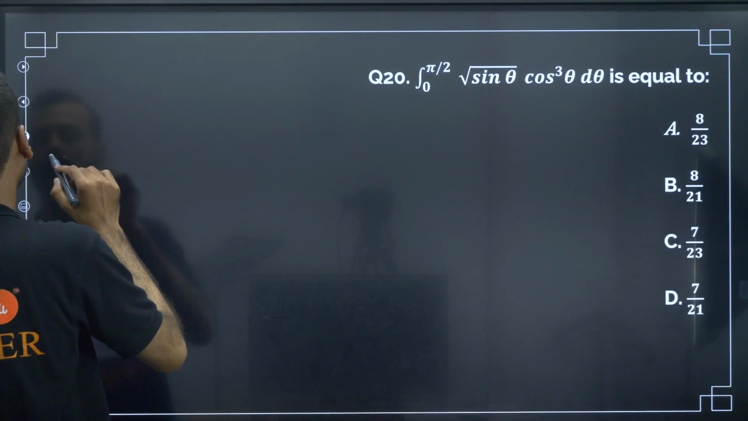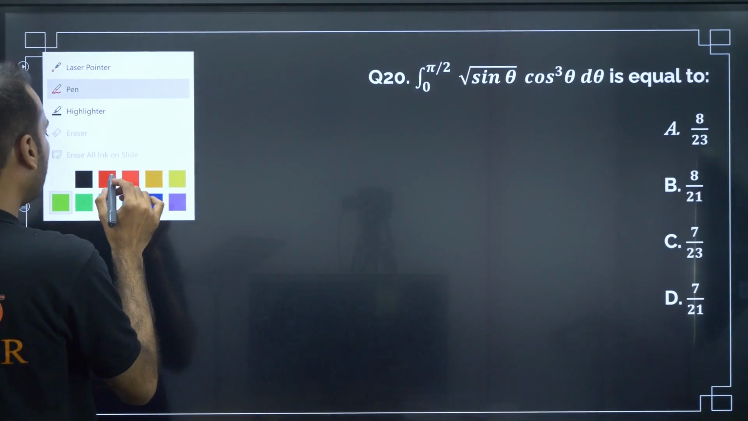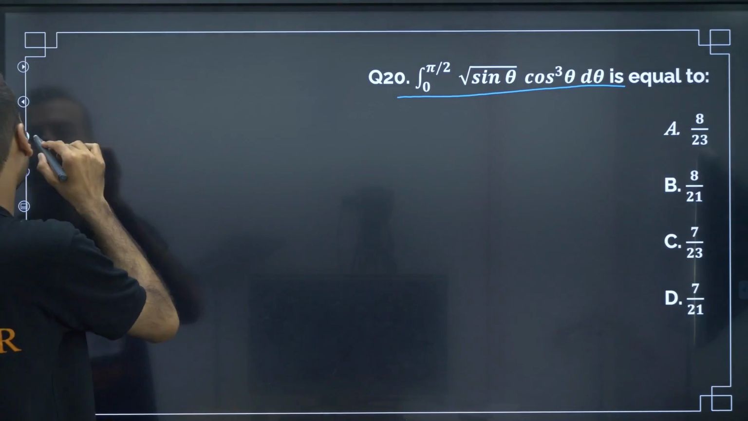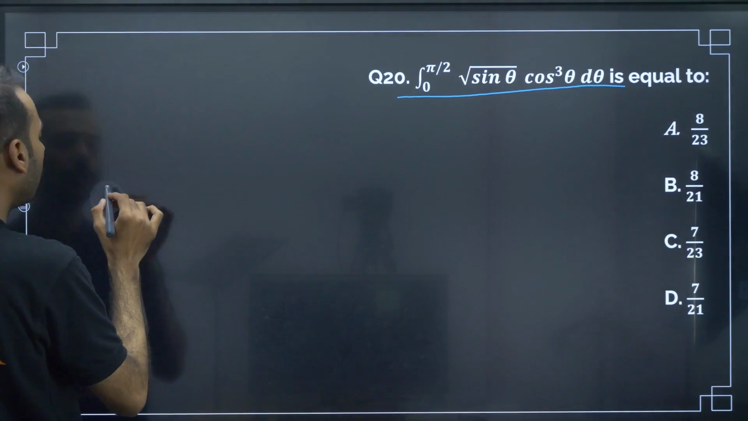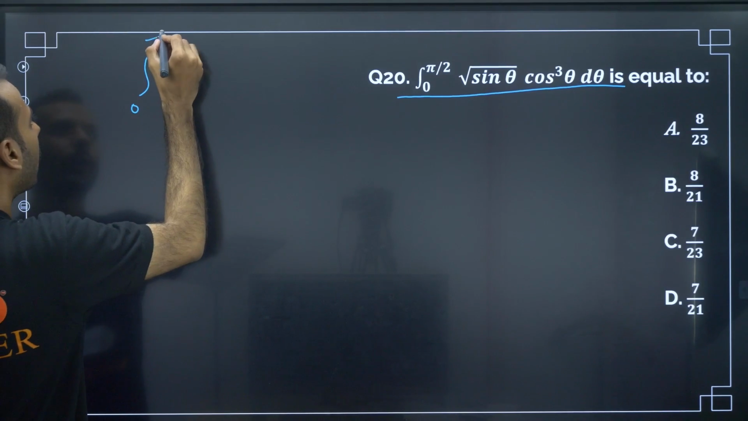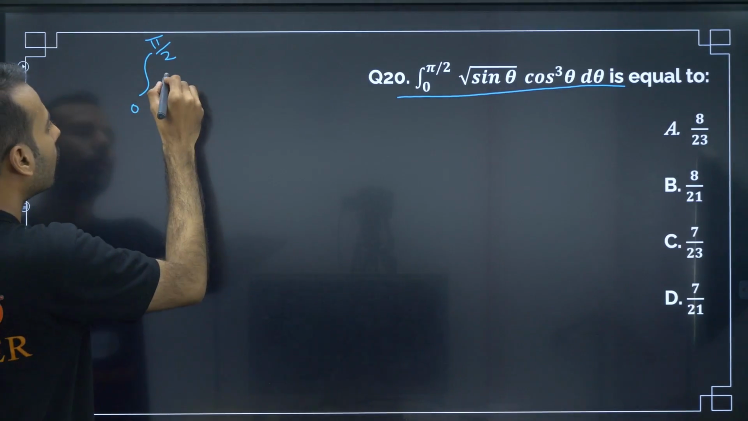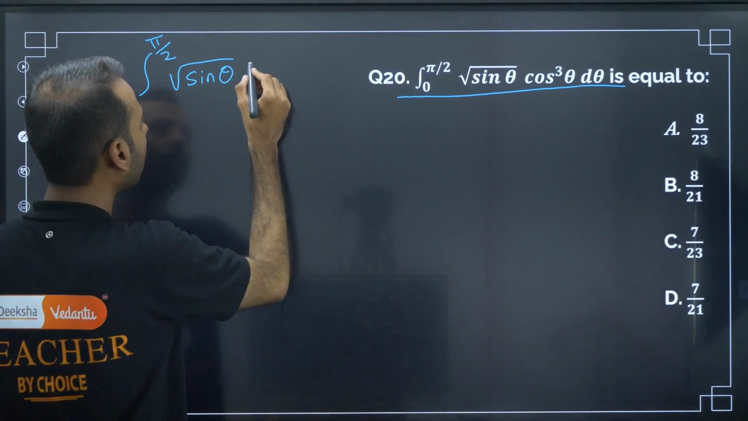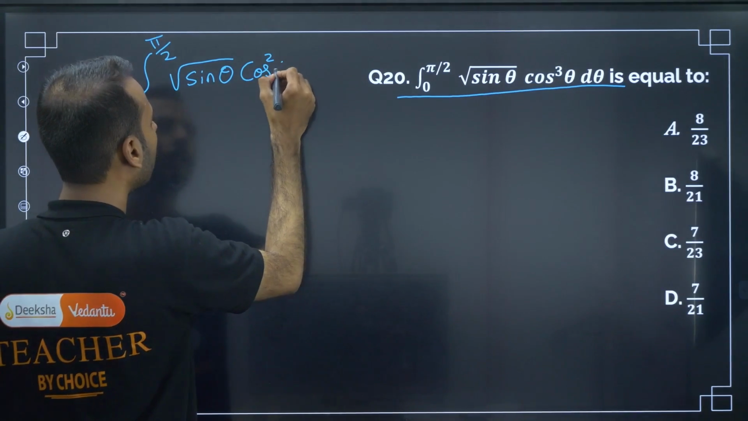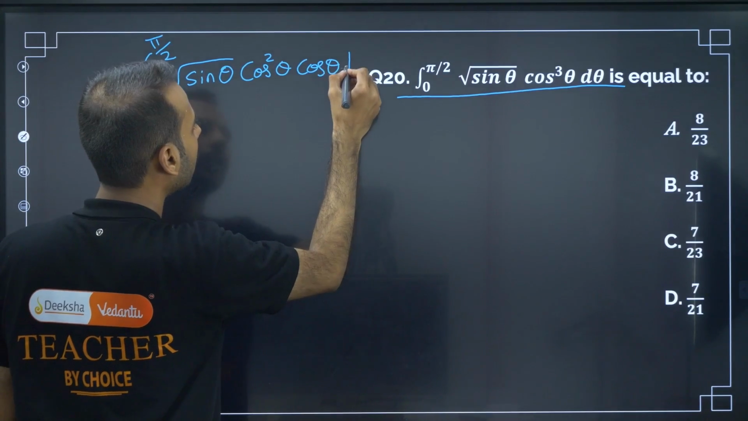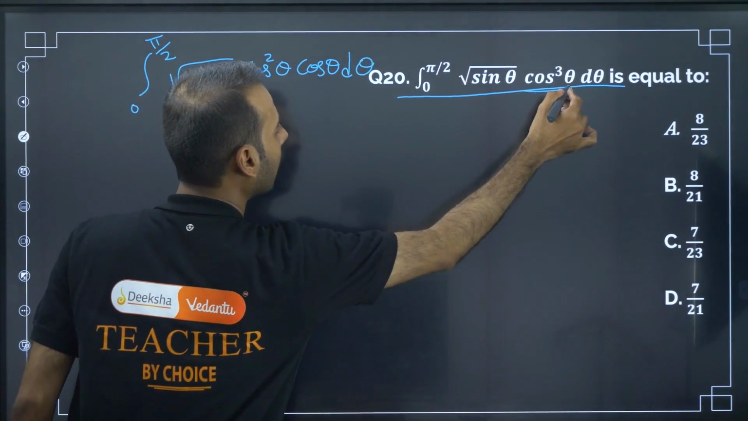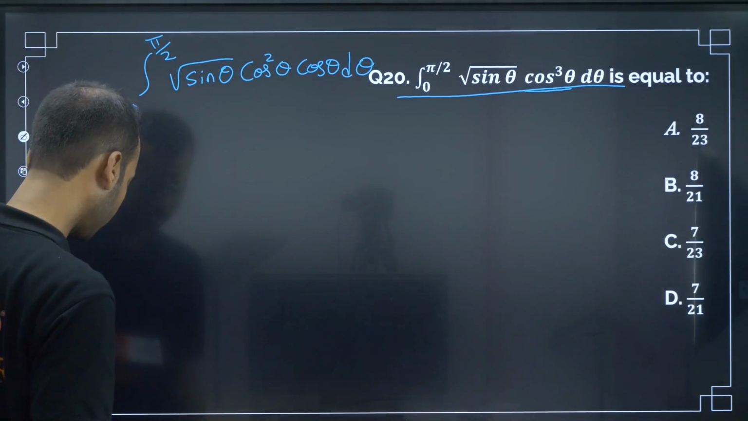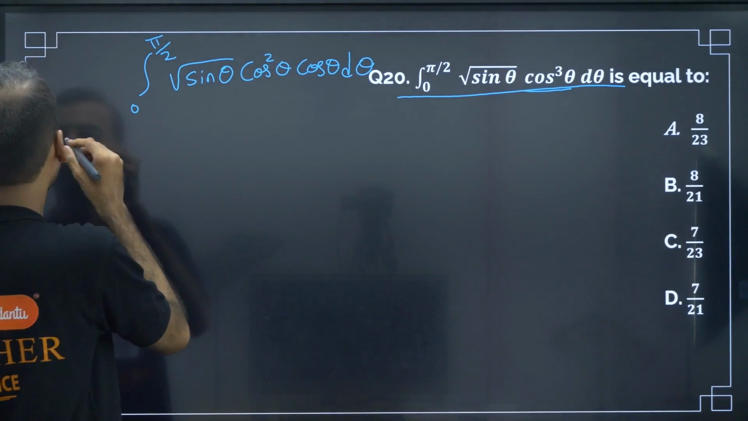Next question. The value of some function they have given that we have to integrate. So how to approach this problem? Let me copy and paste that. Integral from 0 to pi by 2 of root of sine theta cos cube theta d theta. Let me write that as cos square theta and cos theta. Cos cube theta, I am writing cos square theta, cos theta.